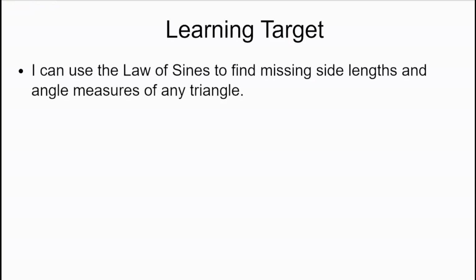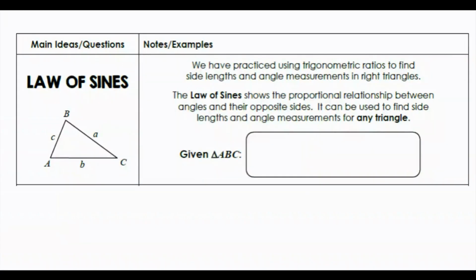Hello everyone, in today's video we are going to cover the law of sines. After studying today's section, you'll be able to use the law of sines to find missing side lengths and angle measures of any triangle. Our trig ratios have allowed us to find side lengths and angle measurements in right triangles. The law of sines will allow us to find side lengths and angle measurements for any triangle.